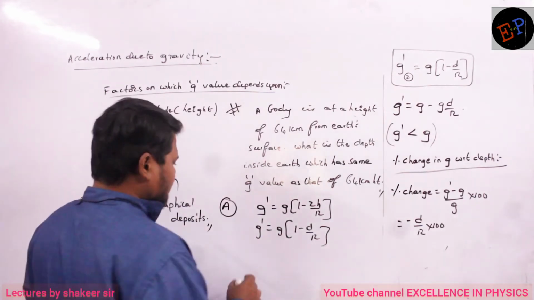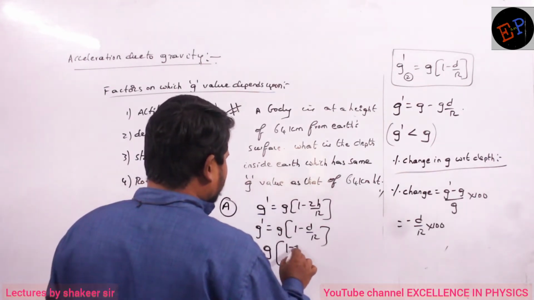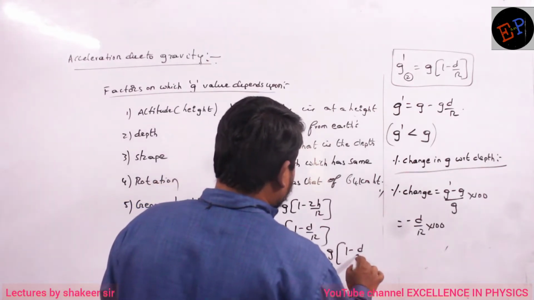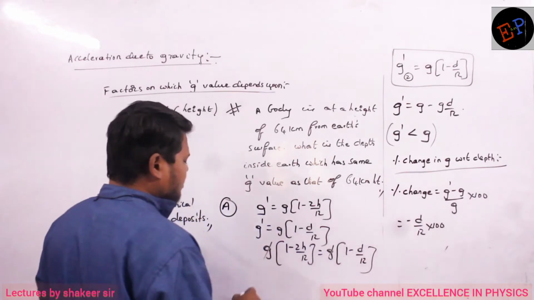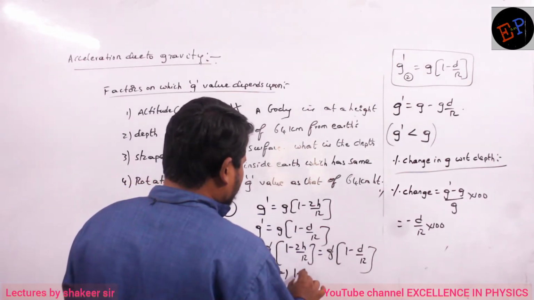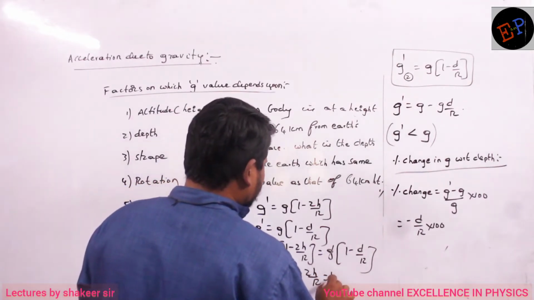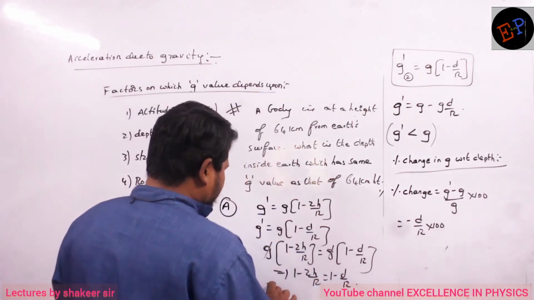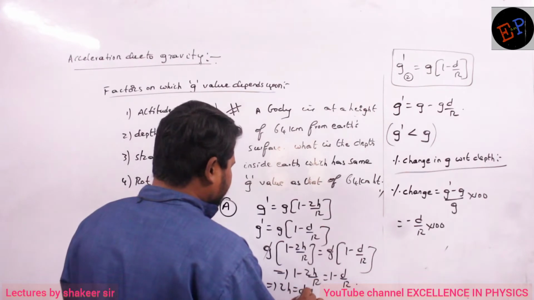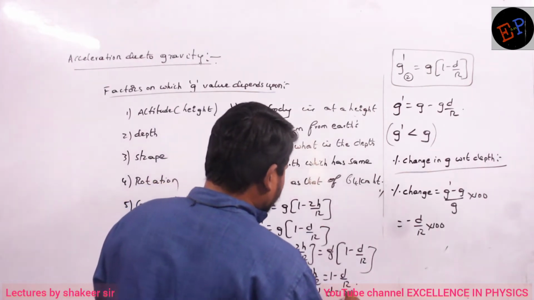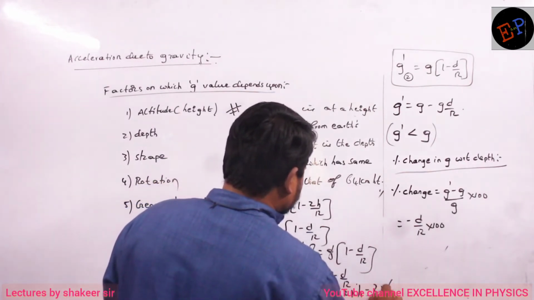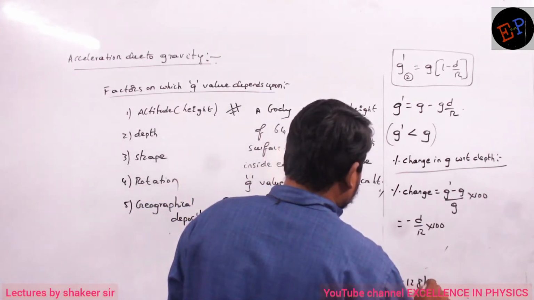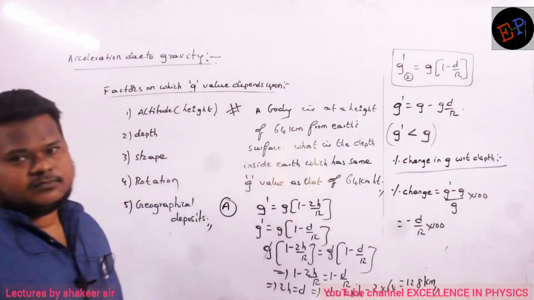Just equate them. So g into 1 minus 2h by R is equal to g into 1 minus d by R. So g and g get cancelled. Therefore, 1 minus 2h by R is equal to 1 minus d by R. Clear, no? Therefore, 2h is equal to d. So d is equal to 2 into h. 2 into height, which is 64, is how much? 128 kilometers. That is my answer.